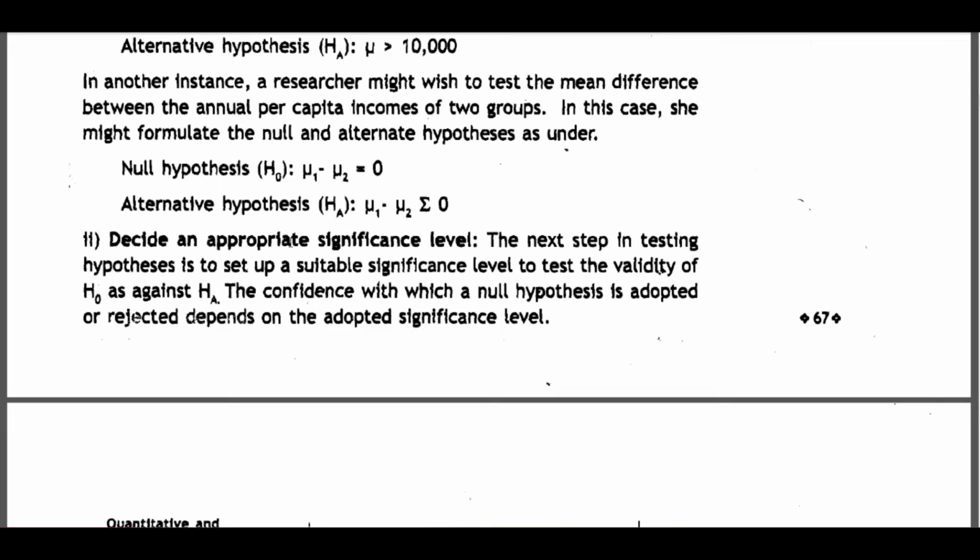2. Decide an appropriate significance level. The next step in testing a hypothesis is to set up a suitable significance level to test the validity of H0 against HA. The confidence with which a null hypothesis is adopted or rejected depends upon the adopted significance level.